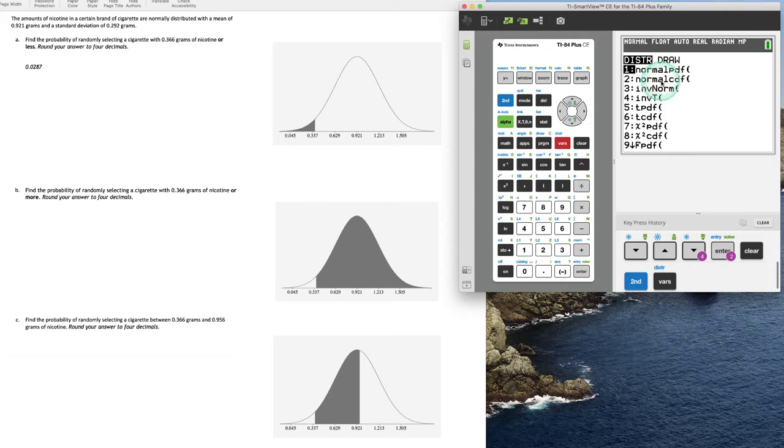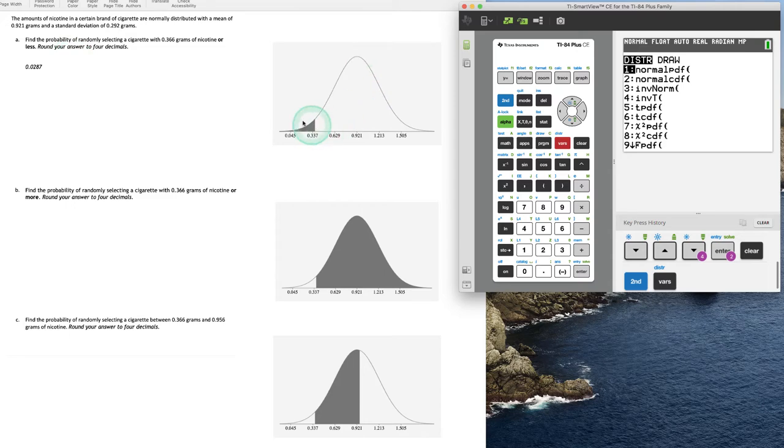What's nice about normalcdf is all we really need is a lower bound and upper bound. So if we take a look at our example where we're given the amounts of nicotine in a certain brand of cigarette that are normally distributed, with the mean of 0.921 grams and a standard deviation of 0.292 grams, we can find the probability of randomly selecting a cigarette with 0.366 grams of nicotine or less.